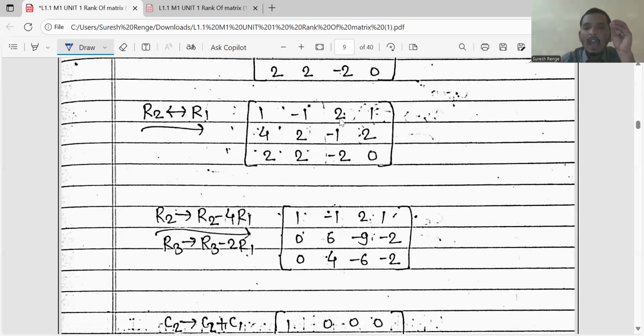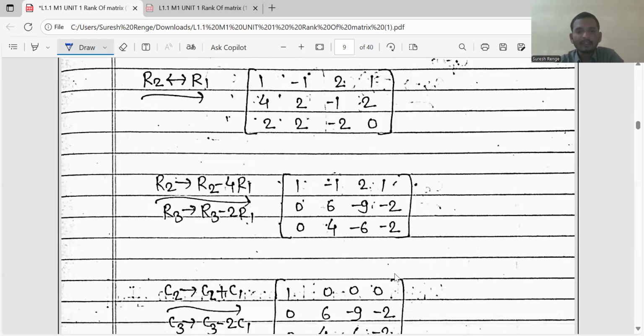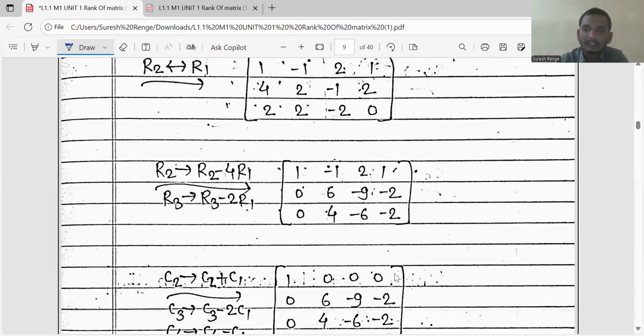Means minus 2 and minus 4 is equal to minus 6. Minus 2, that will give us the minus 2. This is your answer. Okay, this is the matrix. Row number 2 will become 6, minus 9, 2, and row number 3 will become 0, 4, minus 6, minus 2 by applying these operations.